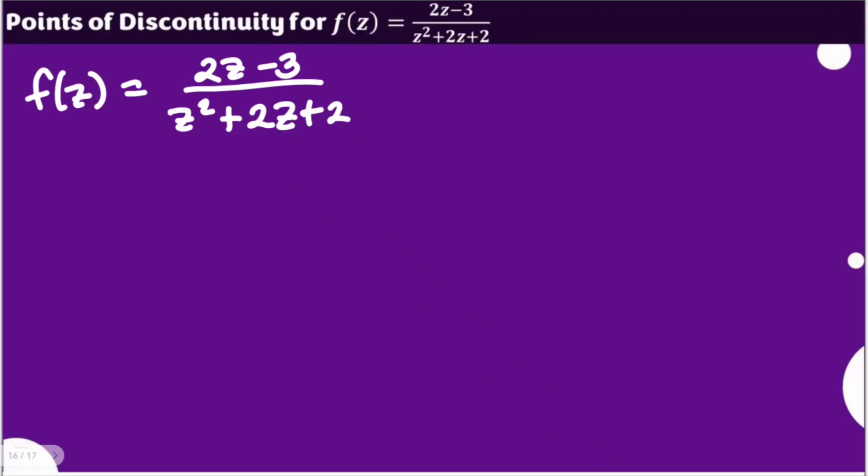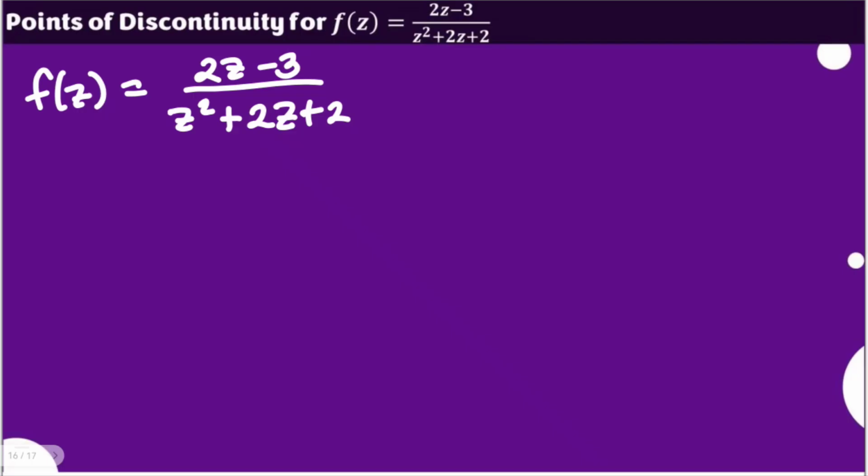Alright. Now, we are asked about the points of discontinuity. In short, we are asked to provide all of them. And take note, we are only focused on the points of discontinuity. We are not asked whether this is continuous at a certain point. We had examples similar to that, but this time we are focusing only on the points of discontinuity.